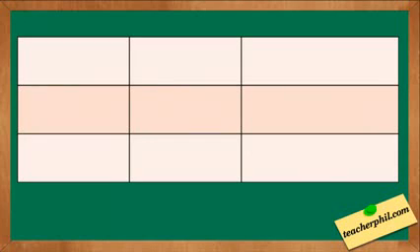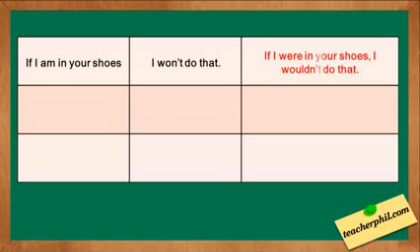The third one: If I am in your shoes, I won't do that. The answer is, if I were in your shoes, I wouldn't do that. If I am in your shoes is in the present simple. We need to change it into simple past: if I were in your shoes. Won't is the contraction of will not. We need to change it into wouldn't. I wouldn't do that.